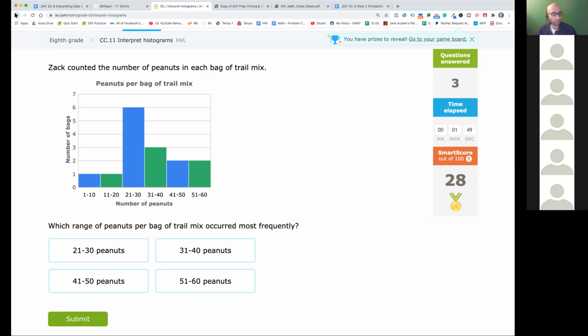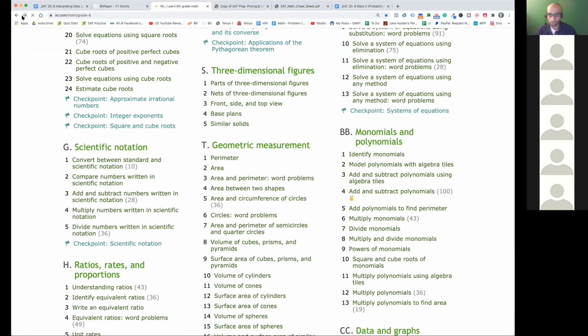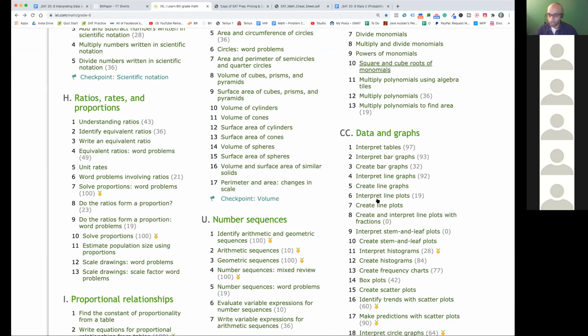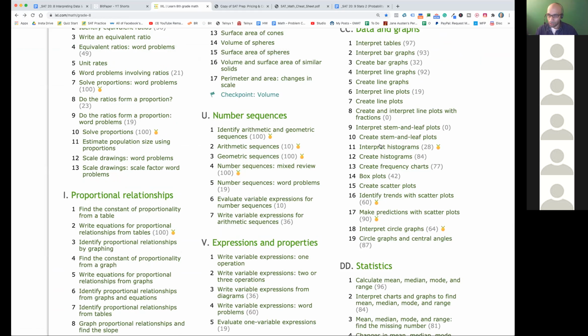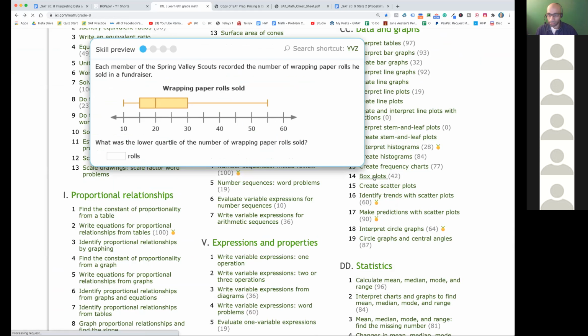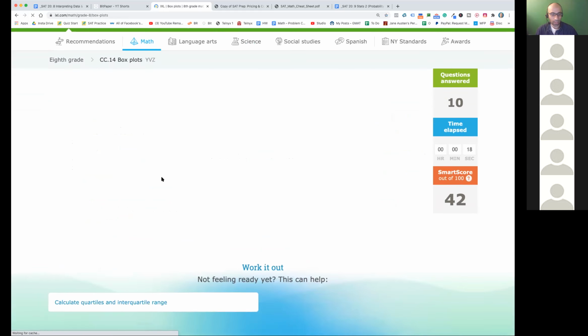Okay, let's move on to the next piece. It's going to get harder soon. Interpreting histograms is good. Frequency charts, not as important. Box plots. Sometimes they might ask questions about box plots. So let's see.